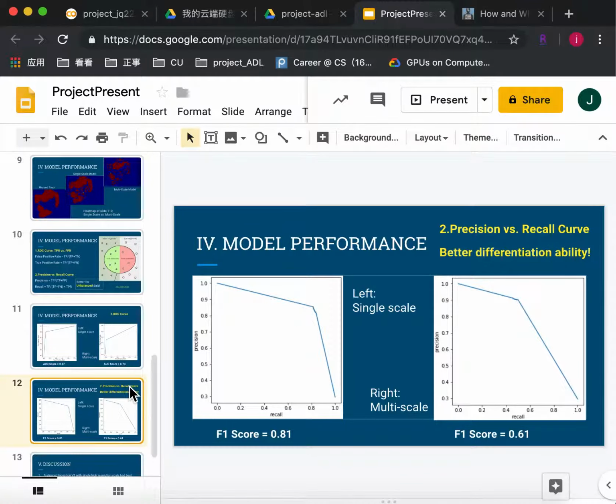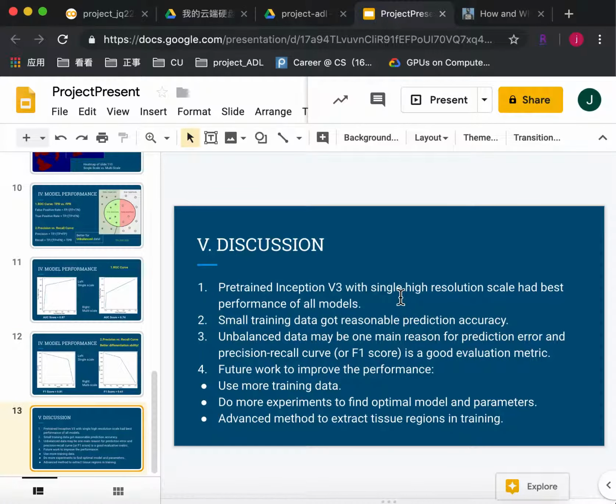So to summarize, in our models, the pre-trained Inception V3 with single high-resolution scale has the best performance of all the models. Although we have a small training dataset, we still get a reasonable prediction accuracy. The main reasons preventing us from getting a higher prediction accuracy are these. We may need more training data. We may need a more optimal model and parameters. And we want to have an advanced method to extract tissue regions in training.